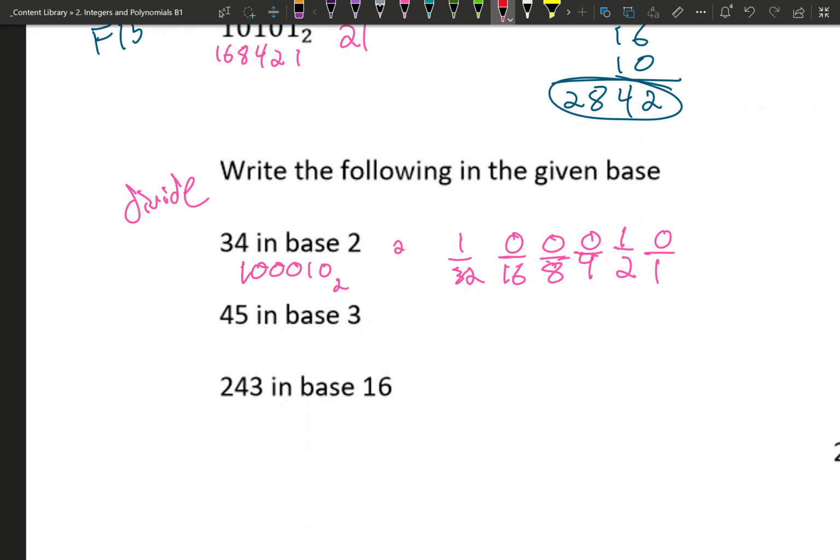45 in base 3. Let's set up our place values. We have our 1s place, our 3s place, our 9s, and then our 27s. We do not do more because our next place is 81, which is greater than 45. Remember, in base 3, we're allowed to have 0s, 1s, and 2s. So 45 divided by 27 is 1 with a remainder of 18. And then 18 divided by 9 is 2 with a remainder of 0.